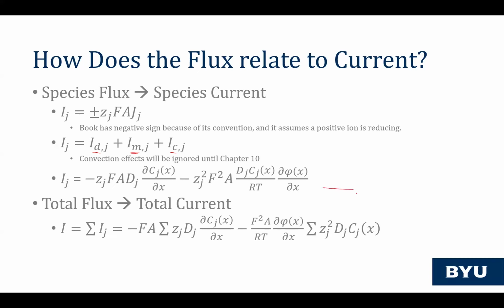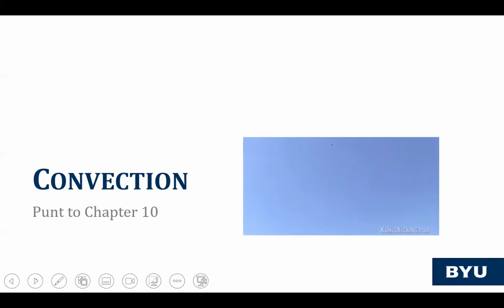So if I want to know the total current, I'm going to have to sum up the current of species J for each species, and then I can pull out of each summation sign anything that's not directly species dependent, and I get this equation here at the bottom to relate the total current to each individual species. So convection, we're punting to a later lesson. Migration we'll cover right now in this lesson.